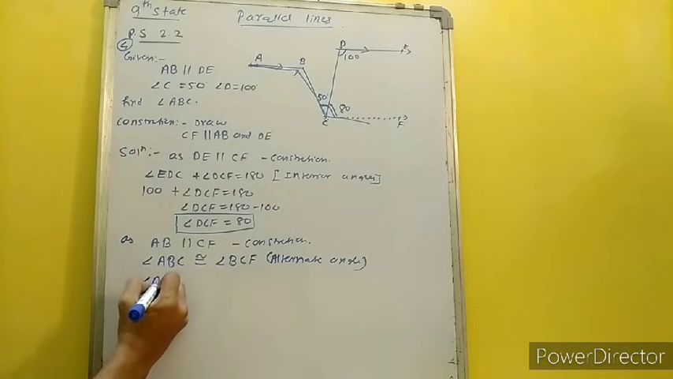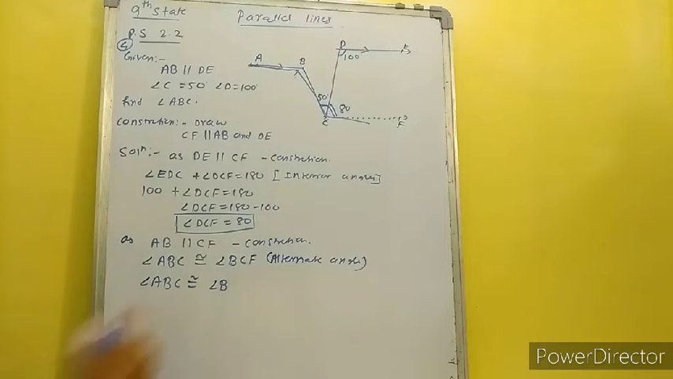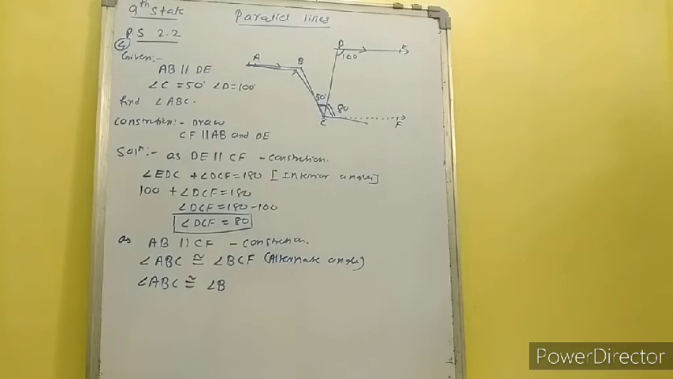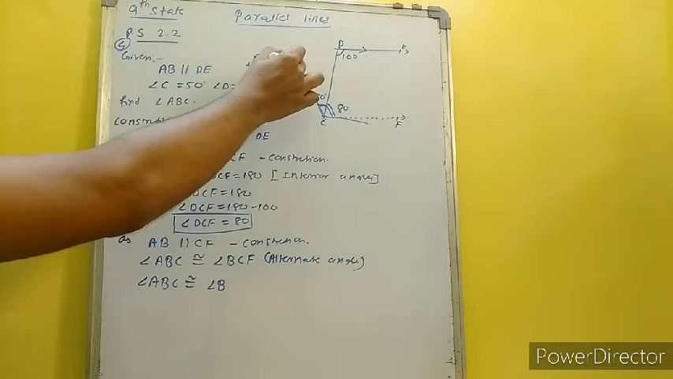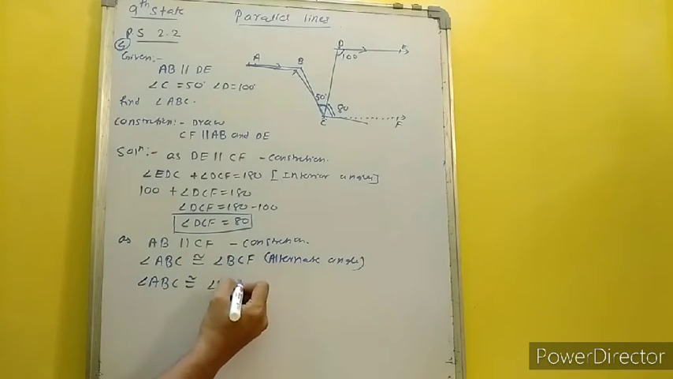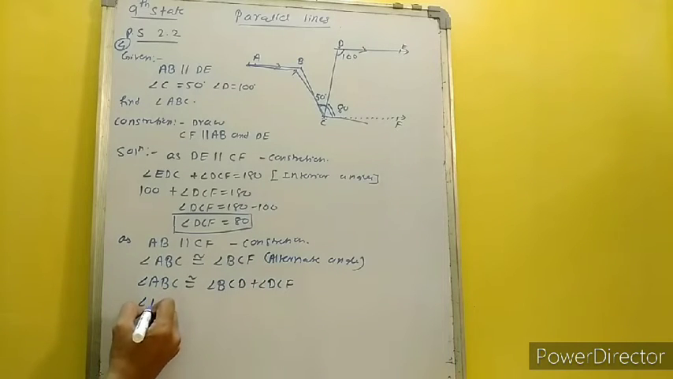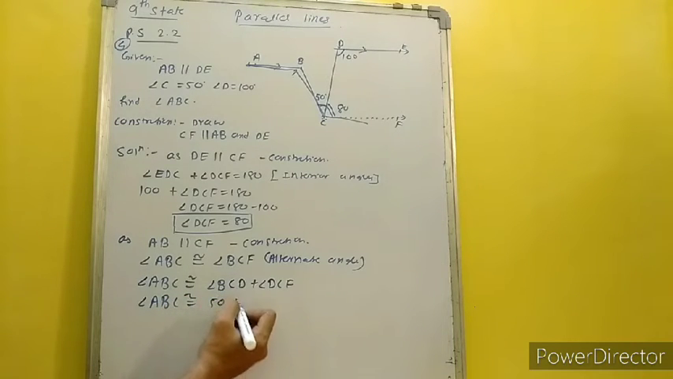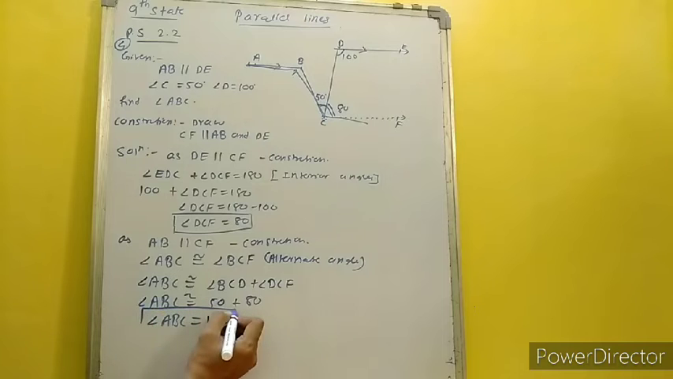So I can say that angle ABC is congruent to angle BCF, but BCF is the addition of two parts, that is BCD plus DCF. Okay, so BCD is equal to 50 degrees and DCF is equal to 80. So angle ABC is equal to 80 plus 50, which is 130 degrees. So this is the measure of angle ABC.